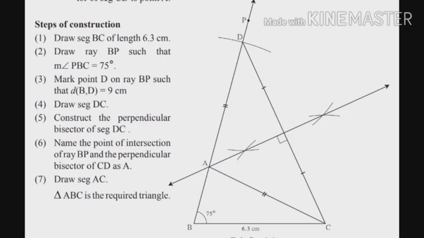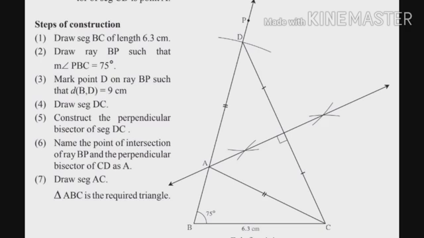Draw DC. Now the next step, construct the perpendicular bisector of segment DC. By taking compass, bisect the side DC. You can say that draw the perpendicular bisector of side DC by using the compass. First, keep the tip of the compass on point C and draw two arcs above and below. Then keep the tip of compass on the point D and cut that arc. Then you get the perpendicular bisector of DC.